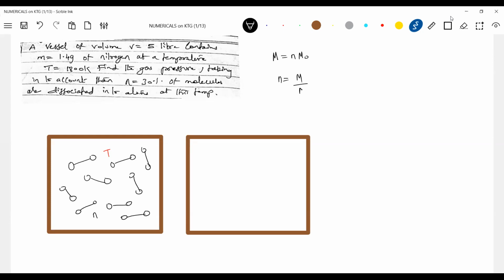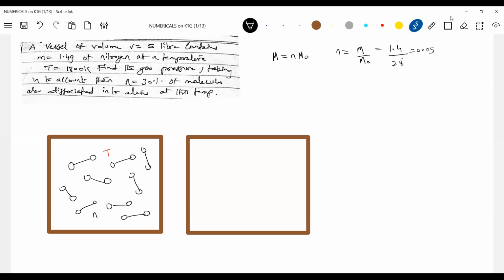So mass of gas by molecular mass. Can you remember these things? What is the mass of gas? 1.4 gram. Molecular mass of nitrogen? 14? Okay, 28. Diatomic is 28, monatomic will be 14. So this will be 0.05. So 0.05 moles is there.